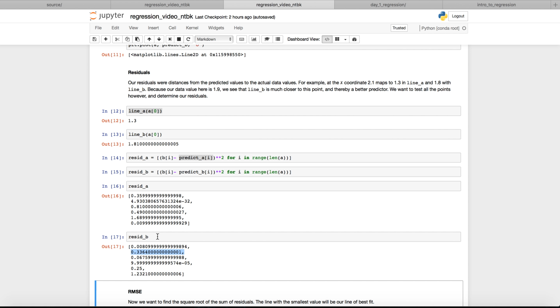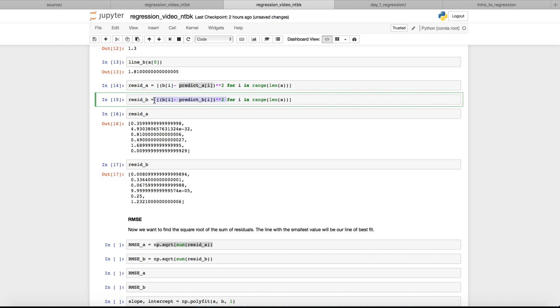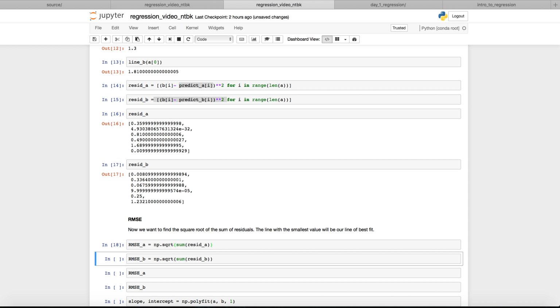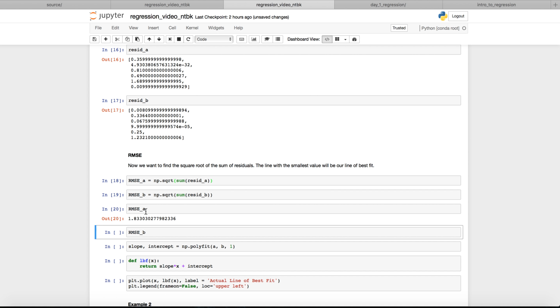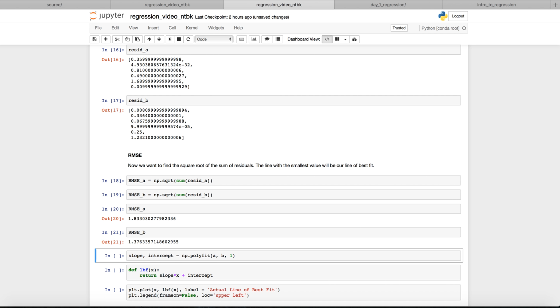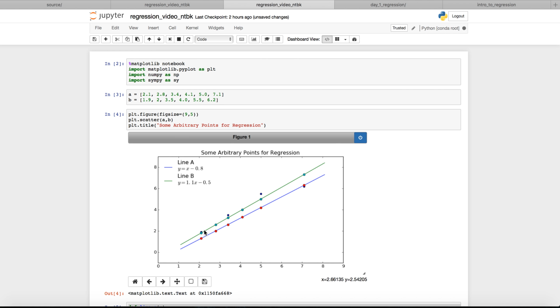I'm going to combine these using root mean square error, which means that I'm going to add them up and take the square root of them. So in my formula, I'm taking the square root of the difference between these values squared, aka the absolute value. My root mean square error for line A is 1.83, for line B 1.37. So line B is closer to the rest of those points than is line A. And that's exactly what we thought was going to happen.